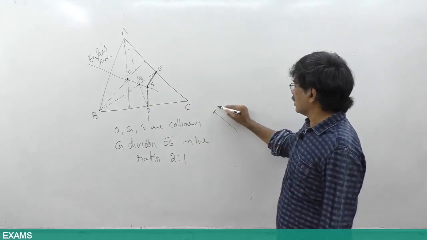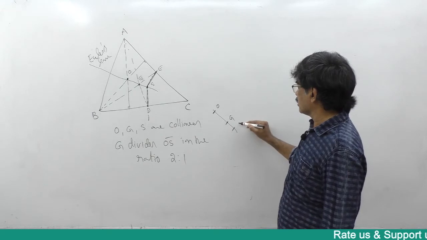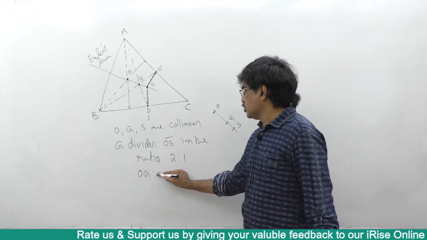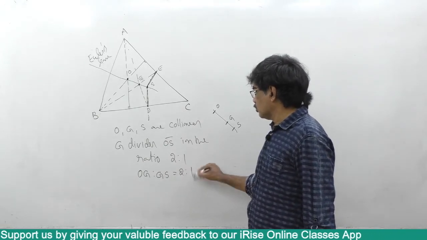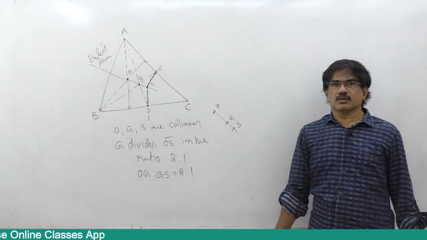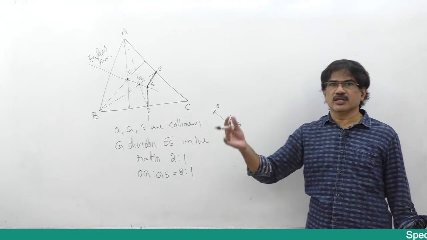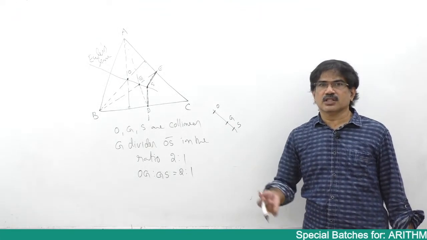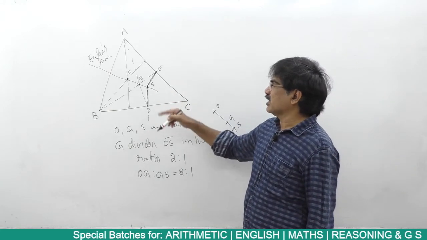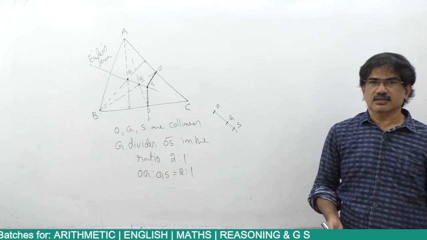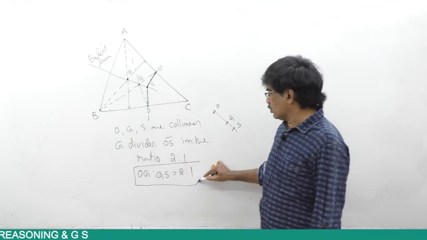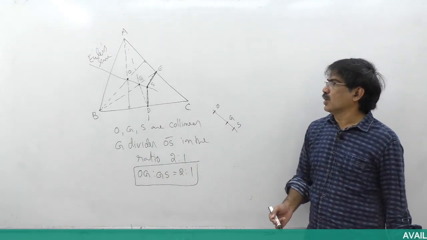That is, if this is the orthocenter, this is the centroid, and this is the circumcenter, OG to GS is always equal to 2:1. How to prove this? Actually, the proof will be after one more class, that is similar triangles. If you know the similar triangles concept, the proof will be very easy. OG to GS is equal to 2:1.